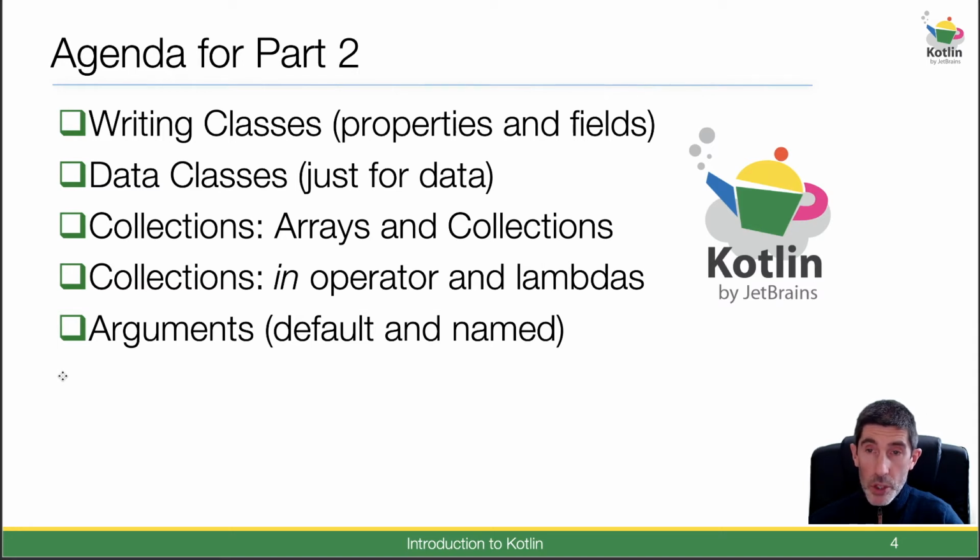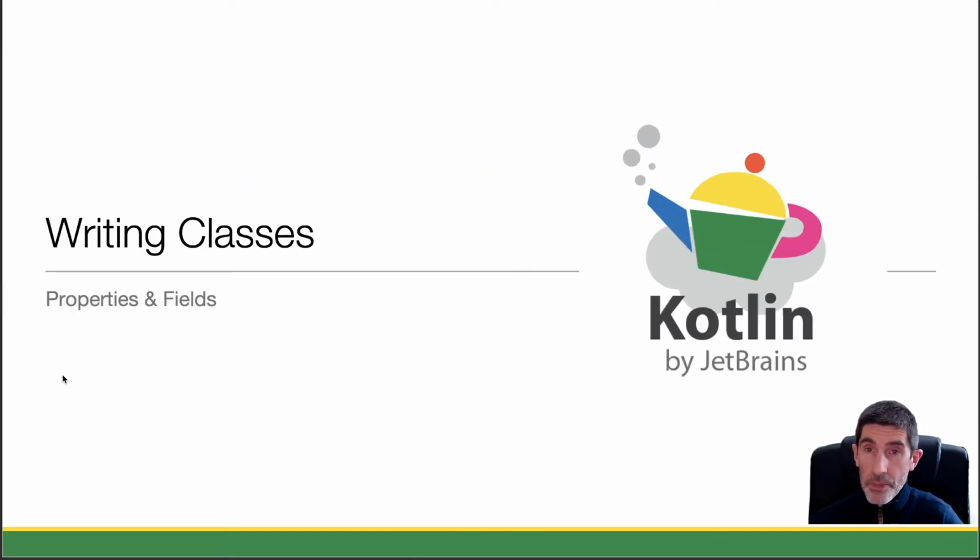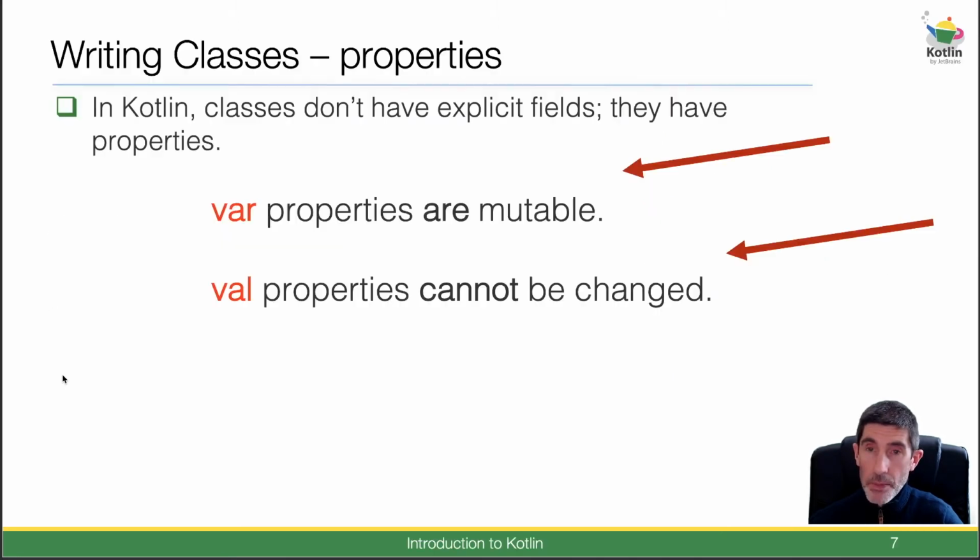We'll be familiar with some of those from Java, but there's obviously a lot of differences as well. So today in this section, I want to talk about writing classes and specifically data classes. We will see this in both our Kotlin Placemark console version and in the Android version as well, so they'll be introduced quite early. Okay, to begin with, properties and fields when writing classes.